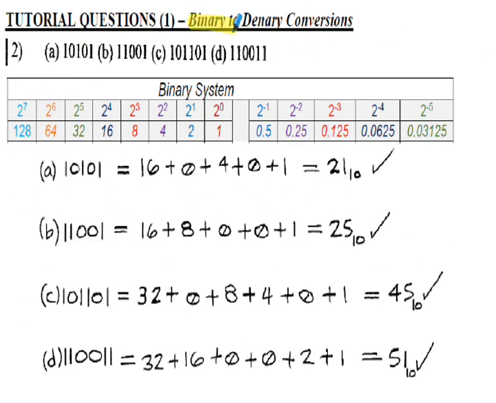Tutorial questions, binary to denary conversions continued, is question 2. Part A, we're given the binary number of 10101. So from a column heading format, looking at the digits times the column headings, we will get 16 plus 0 plus 4 plus 0 plus 1. So that's 21 in base 10. Again, I'll let you look at parts B, C and D in a similar way.